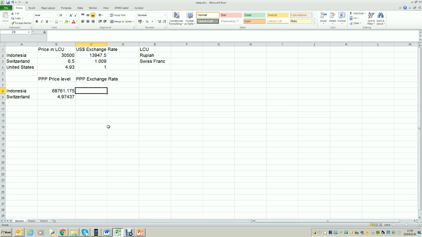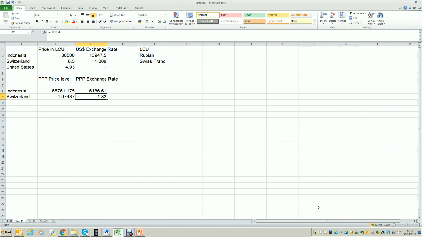Then to calculate the purchasing power parity exchange rates, we take the ratio of the prices in the domestic and foreign economies. So for Indonesia, we have the ratio of the price in rupiah of a Big Mac, and we divide that by the price in dollars in the US. And for Switzerland, again, we take the ratio of the price in Swiss francs and divide that by the price in dollars in the US, and we get the following values.